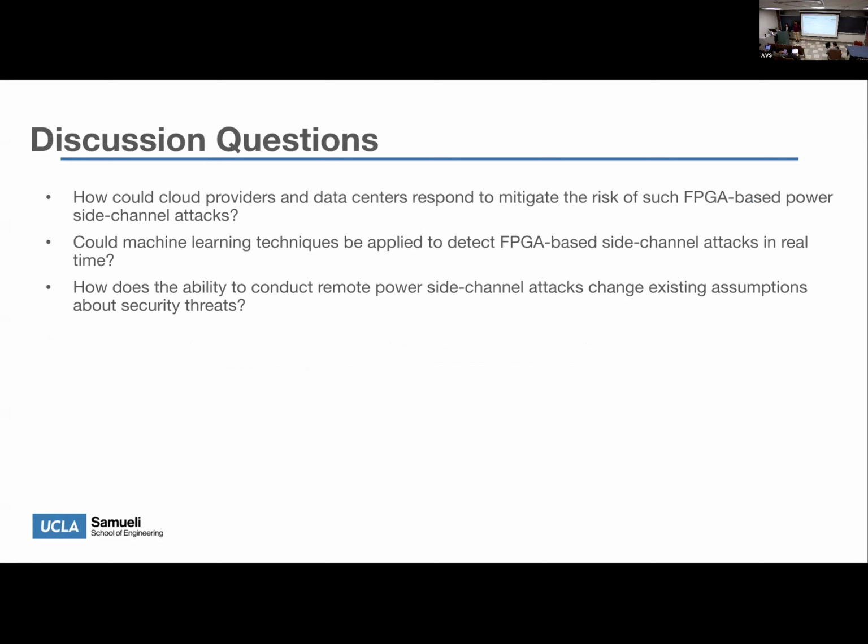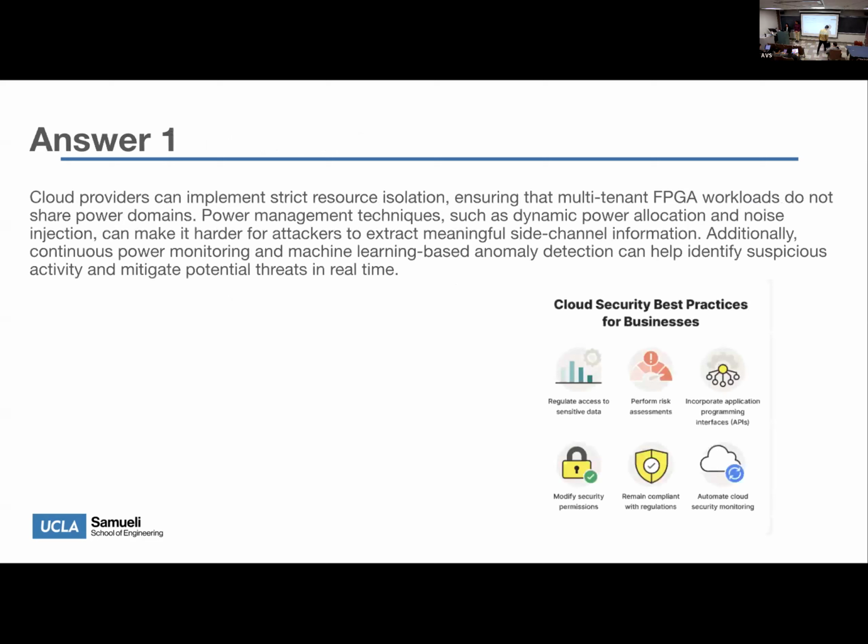Some discussion questions we have are, one, how could cloud providers and data centers respond to mitigate the risk of these kinds of power side channel attacks? They could probably implement strict resource isolation, making sure that multi-FPGA workloads don't share power domains. They could also use power management techniques, making it harder for attackers to actually extract meaningful side channel information.